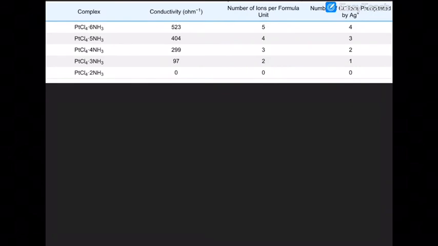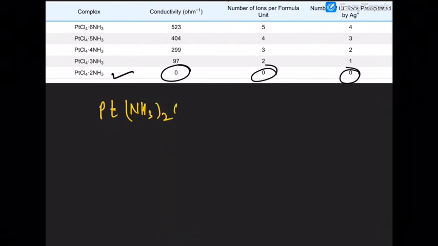Now look at the last example. In the last example, you will see that the conductivity is 0. So this complex does not give you any species. 0 ions are formed, and 0 is the number of chlorine atoms outside the sphere. So what is the shape of the complex? This is the shape of the complex.